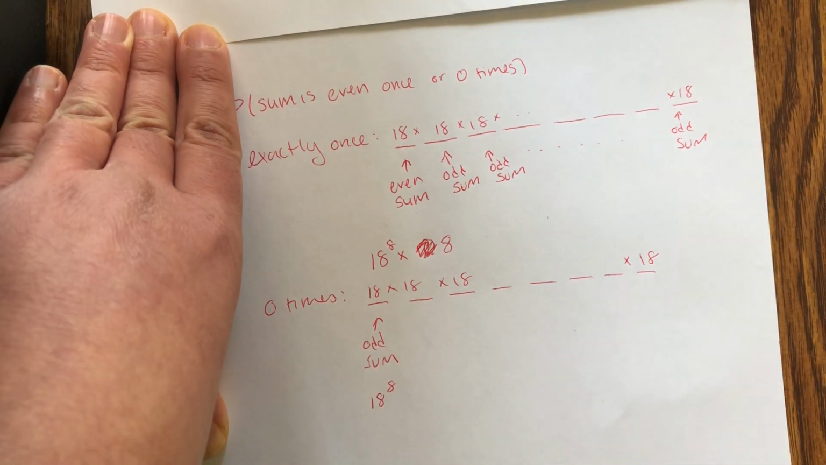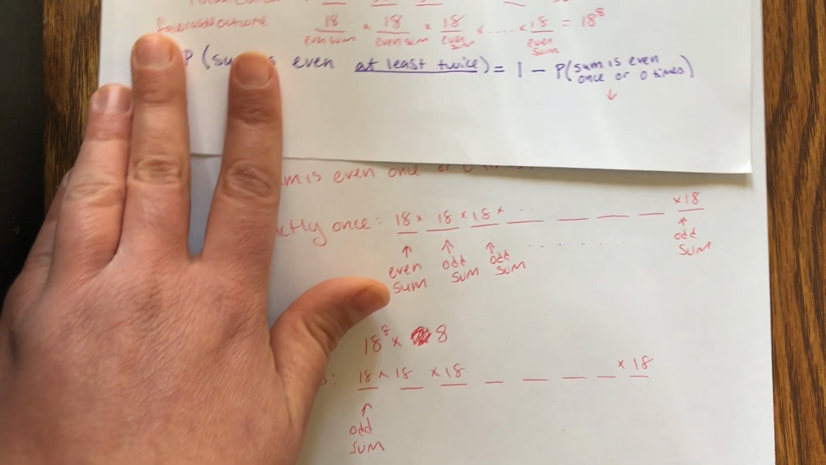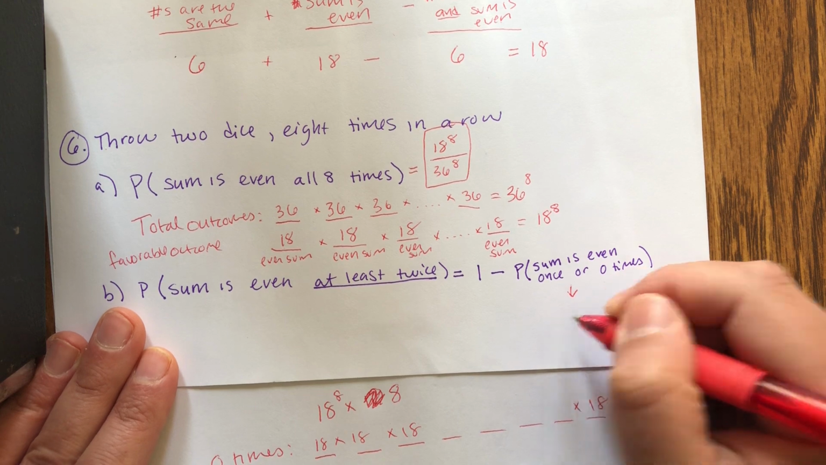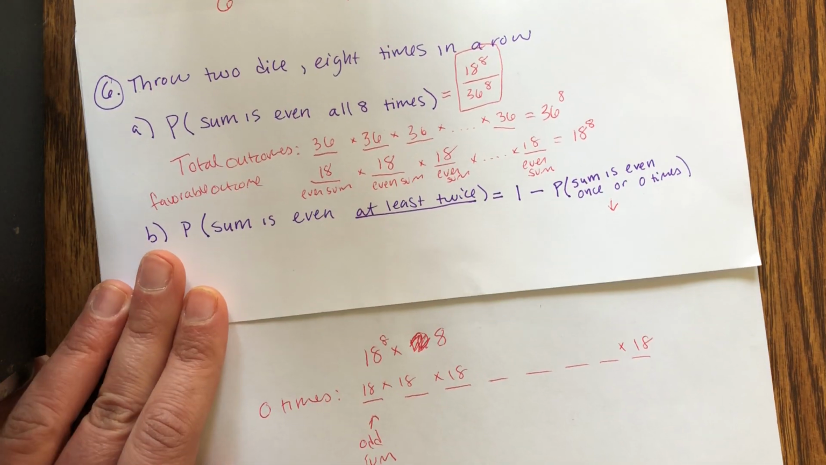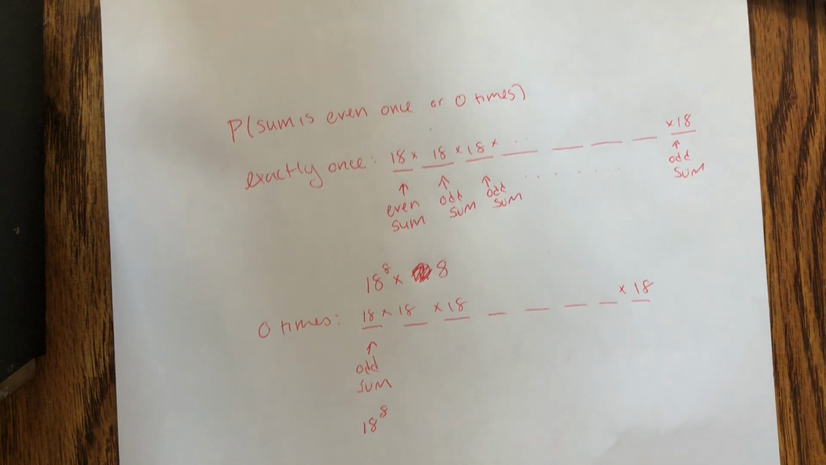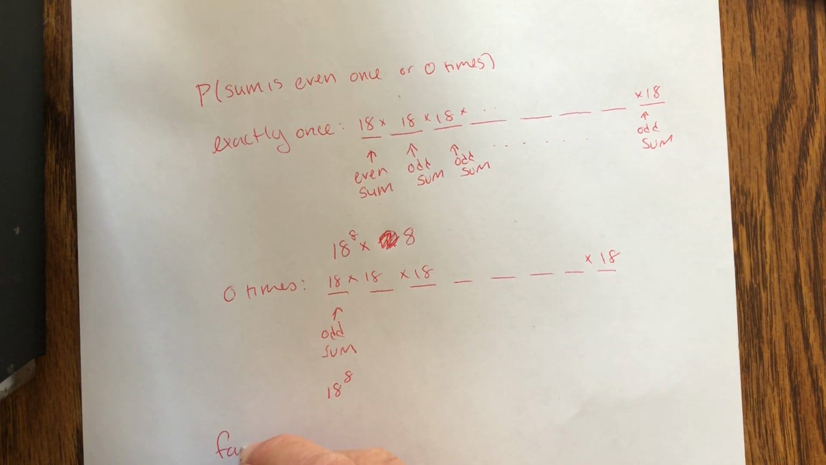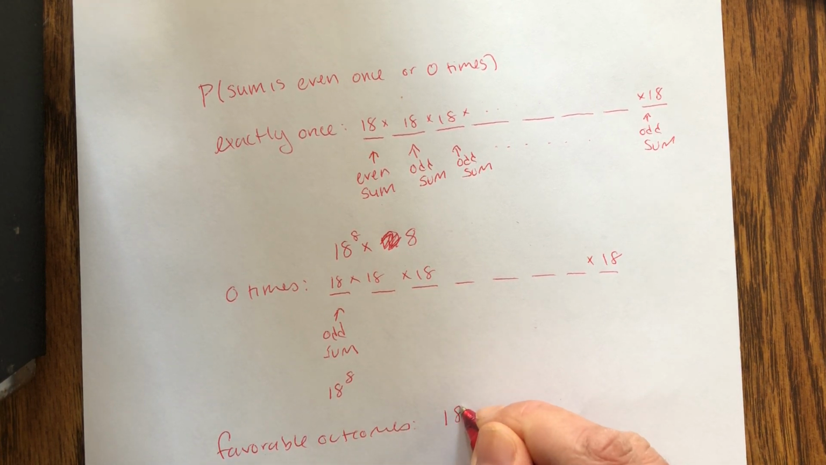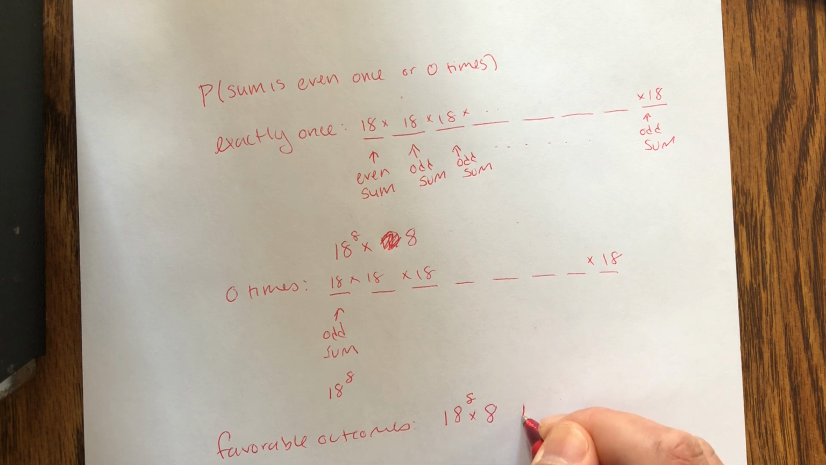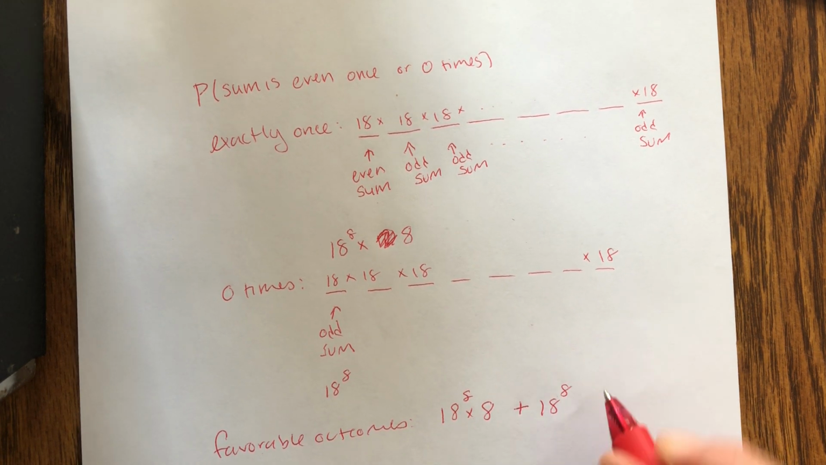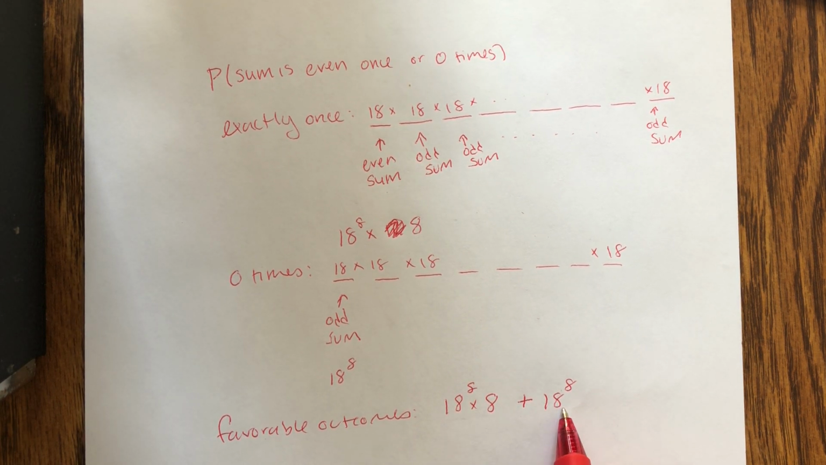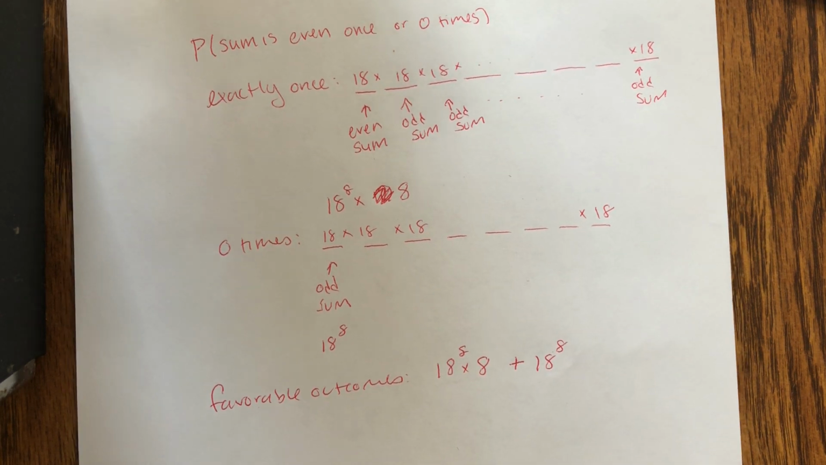And so our total number of outcomes, I'll move back over here, where the sum is even once or 0 times, let's write our outcomes first. Our favorable outcomes in this case would be 18 to the 8 times 8 plus 18 to the 8. We're using the addition principle here because this is the case where you got exactly one even sum, and this is a case where you got all odd sums. There's no overlap, so you don't have to use the principle of inclusion and exclusion.